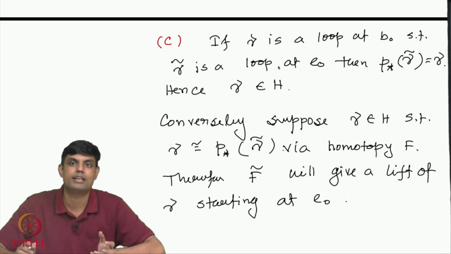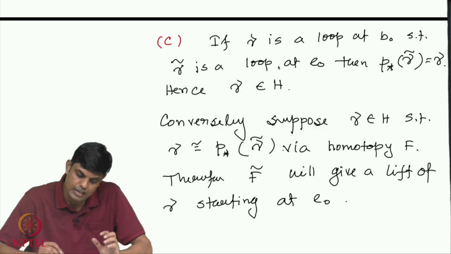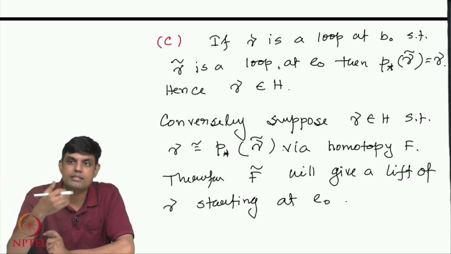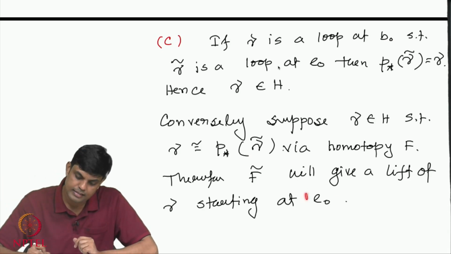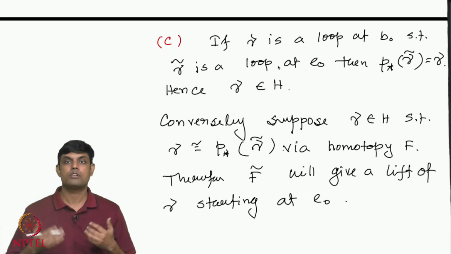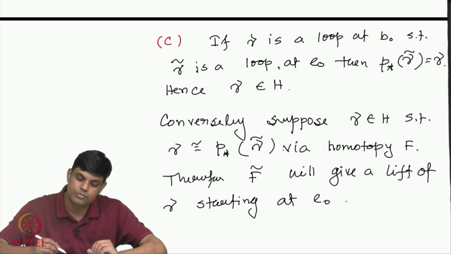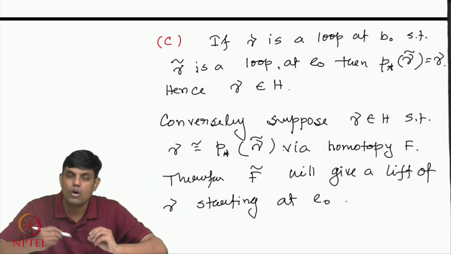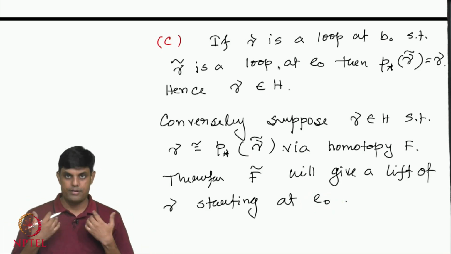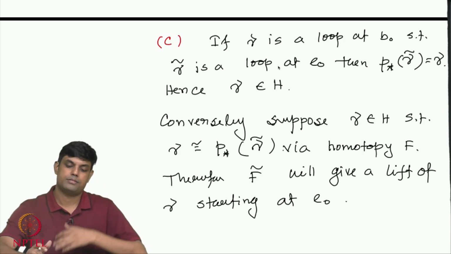and that lifting of this homotopy will be a lifting between gamma tilde and something, and that something is again a lift starting at E0. Therefore, this lift is a lift of a path homotopy, so the endpoints are fixed. So, in particular, the lift of gamma that I am going to get will also start at E0 and end at E0. Therefore, that particular thing will have a lift which starts at E0. That is the proof of this proposition.